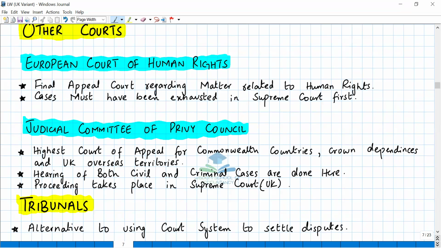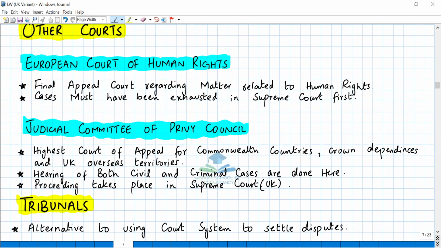Then there is another type of court, that is Judicial Committee of Privy Council. It is basically a committee made in the courts. Highest court of appeal for Commonwealth countries like Crown dependencies and UK overseas territories. Now, Commonwealth countries are those countries which are Crown dependencies. For example, Australia is a Commonwealth country, New Zealand, there are certain African countries, there are some islands in the West Indies, those are Crown dependencies. So these countries are known as Commonwealth countries. Now, the highest court of appeal for the Commonwealth country is the Judicial Committee of Privy Council.